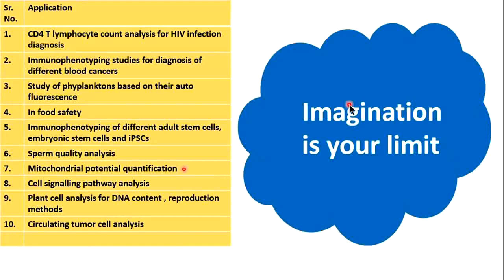We can measure mitochondrial membrane potential by flow cytometer. We can analyze different signaling pathways. They are using plant cell analysis. They are using circulating tumor cell analysis, and so many applications.